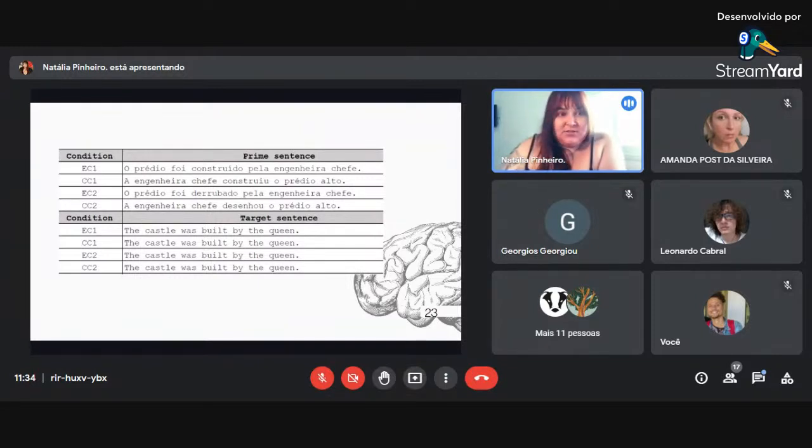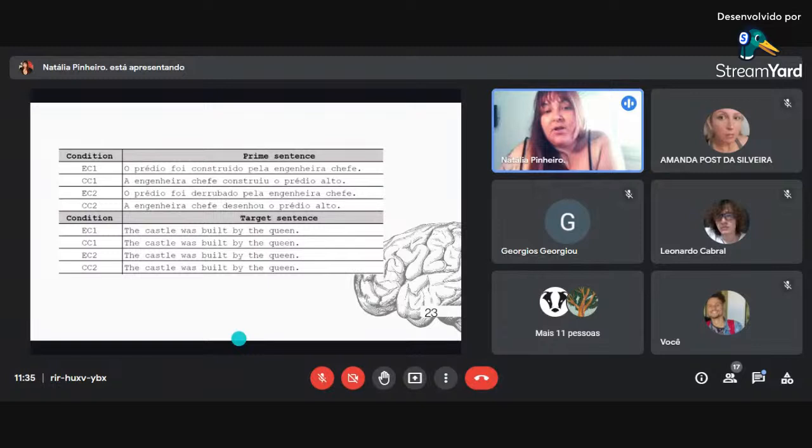So in the first experimental condition here, prime and target sentences share the same main verb and the same syntactic structure. So we have in Portuguese, "o prédio foi construído pela engenheira-chefe," and in English, "the castle was built by the queen." So we have syntactic repetition, the passive voice, and also lexical repetition via translation. In the second experimental condition, we only have syntactic repetition. So here you can see, "o prédio foi derrubado pela engenheira-chefe," and the target being the same, "the castle was built by the queen." So here only the syntactic structure is being repeated and not the main verb. We don't have any translation there.